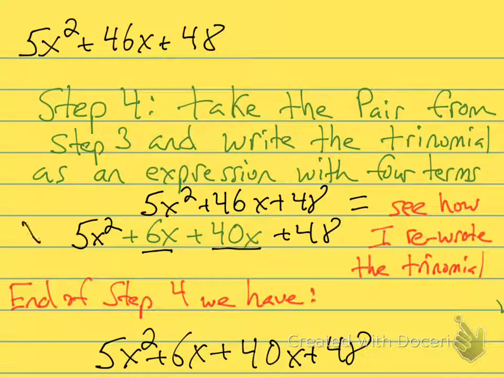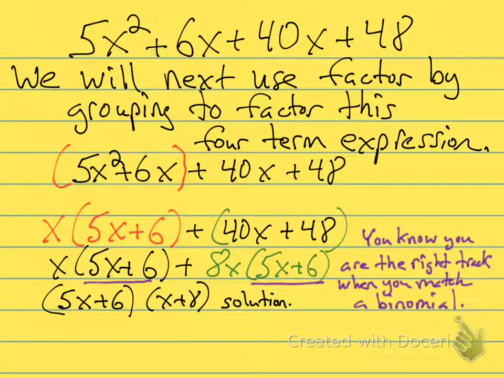Once I have that expression where I've taken the trinomial and written it with four terms, now I'm going to use what's called factor by grouping. I'm going to try to group the variables in a way that I'll be able to find a greatest common factor within the terms that are grouped.